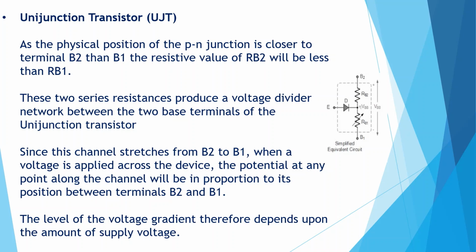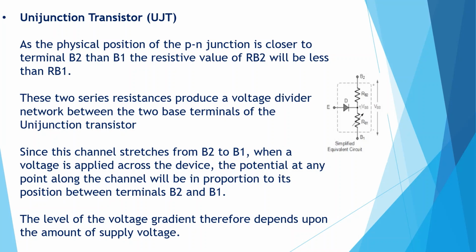Next, you can see the equivalent circuit of the unijunction transistor. We have one PN junction diode and two resistances, one between base 2 and emitter and one between base 1 and emitter, and VBB is the potential which we are going to apply between base 1 and base 2. In the previous section we understood that the total resistance between base 1 and base 2 is RB1 plus RB2, which is the total internal impedance of the unijunction transistor.